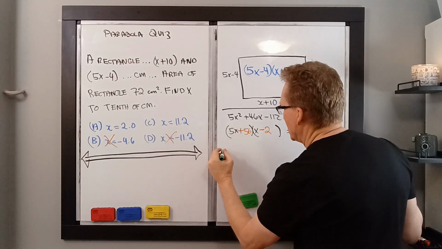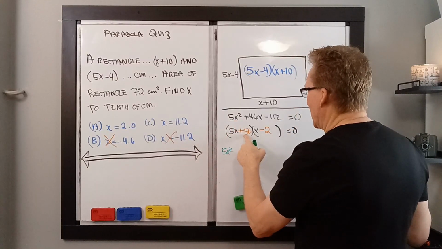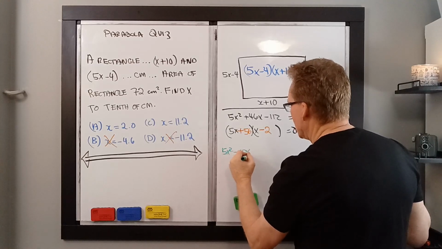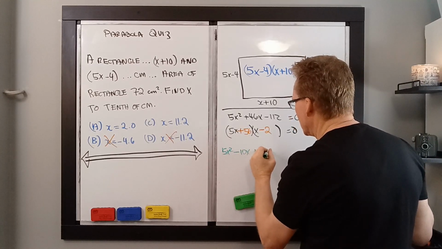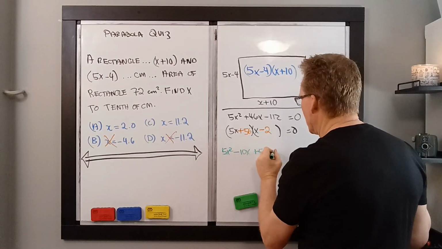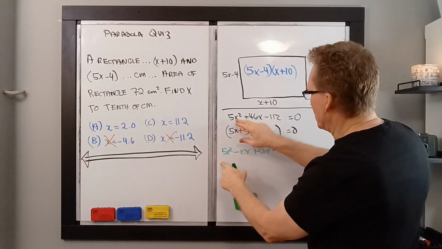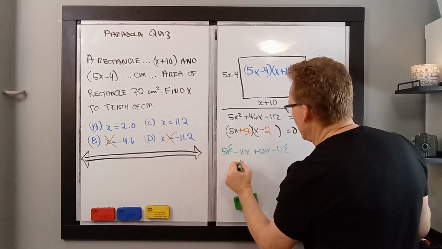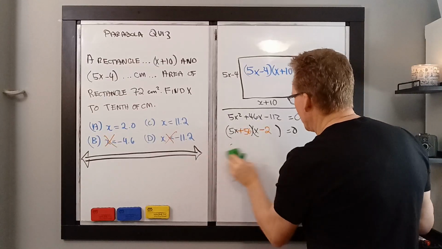5x times 5 is 5x squared. That's fine. And then we have 5x times this, that's going to be minus 10x. And then we have this number here, plus 56x. And this number times here, minus 112. So this number at the end works. This number at the beginning works. Let's look at this cross term here. This is going to add up to be 46x, which is this number. So this factoring works perfectly here.